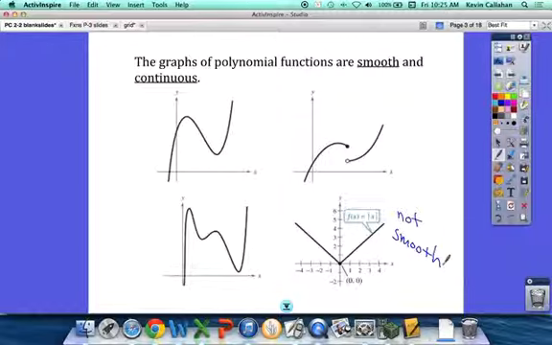And by continuous, you mean you could draw the whole thing without picking up your pen once, right? Like that, but not like this, right? This, what does this remind you of? Piecewise defined function, right? So if you go up like that, stop, pick it up somewhere else, that's not continuous. Not continuous. These are both smooth and continuous. This is what the polynomial function looks like.